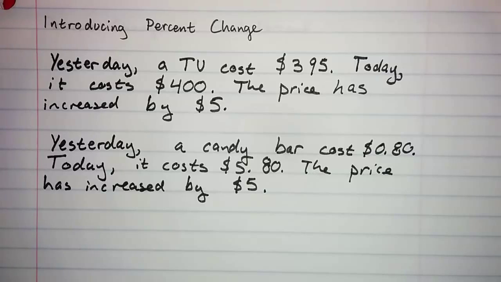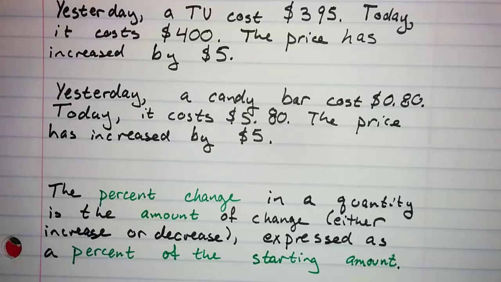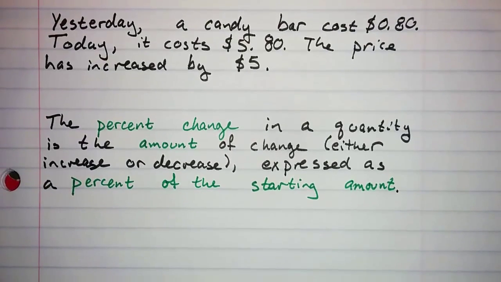When we want to describe a change in some quantity in relationship to the starting amount, one of the things that we use is the idea of percent change. The percent change in a quantity is the amount of change, either an increase or a decrease, expressed as a percent of the starting amount. Now this is key, as a percent of the starting amount. Always, when we're talking about percent change, the starting amount, not the final amount, is the base.